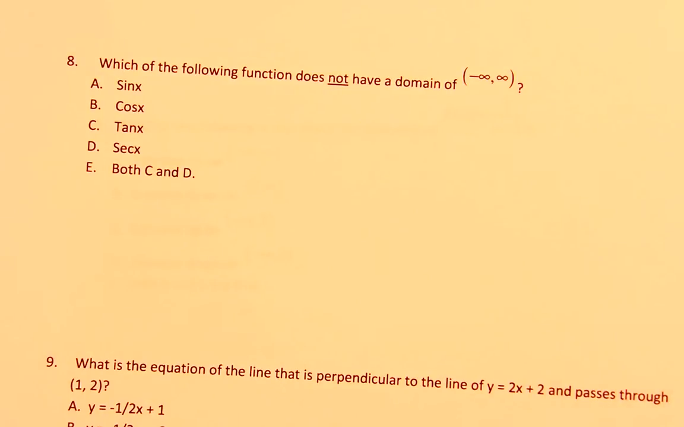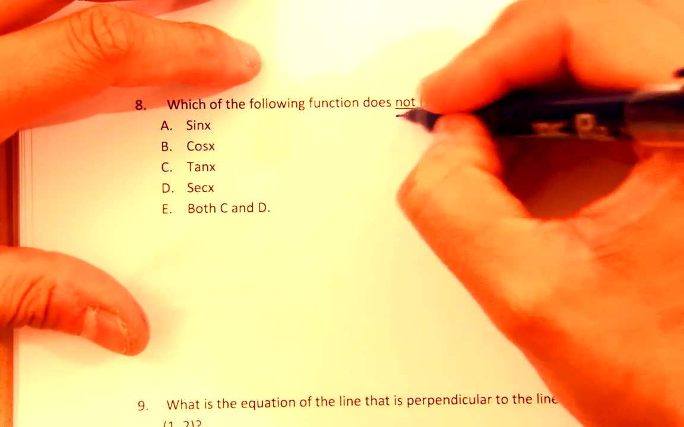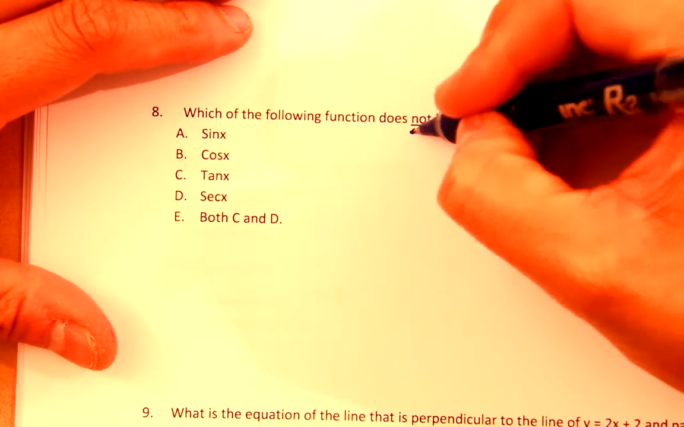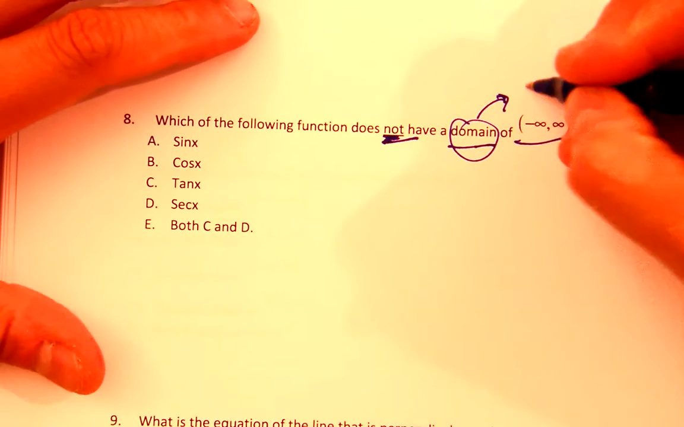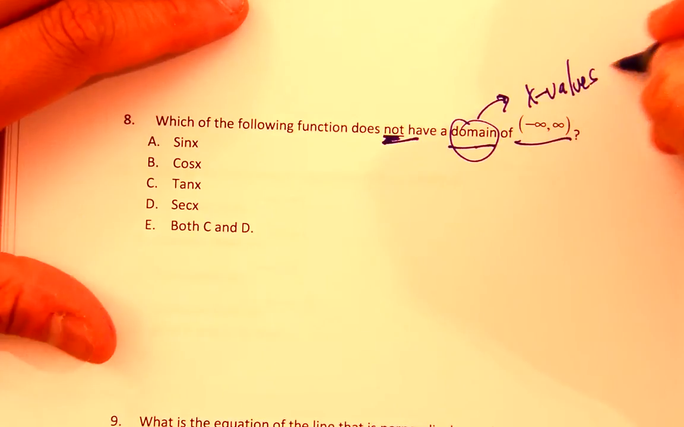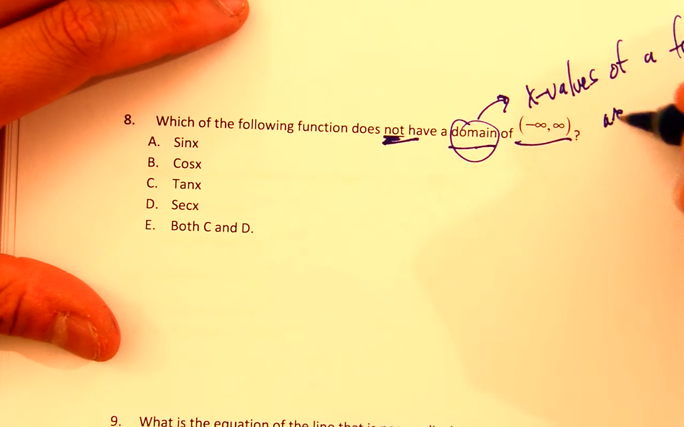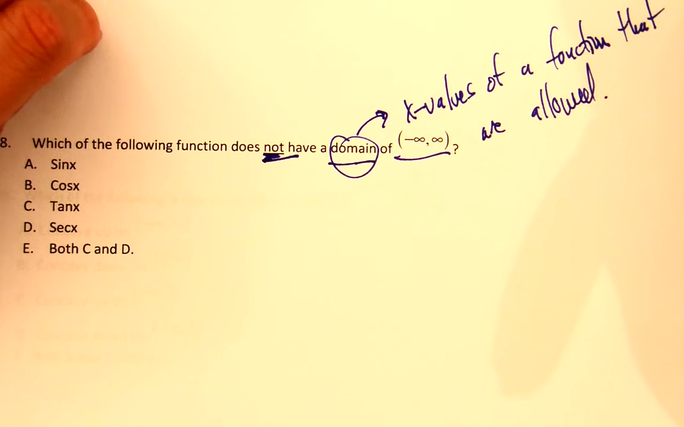Alrighty, folks, we're looking at question number 8 on your practice final. It says, which of the following functions does not have a domain of negative infinity to infinity? So we want what it does not have in its domain. If we recall, these are the x values of a function that are allowed.